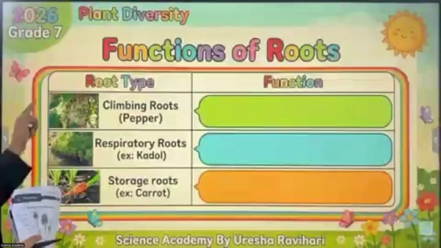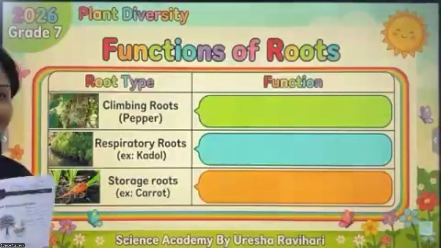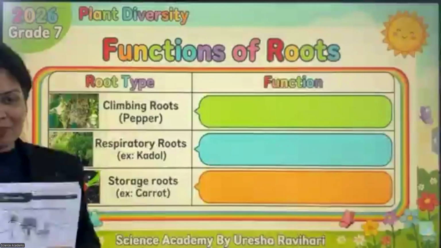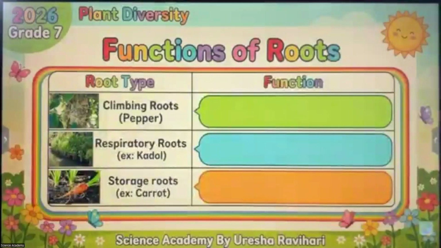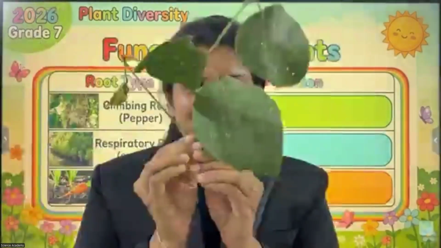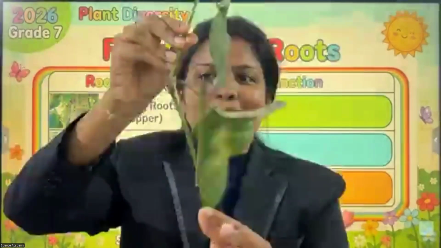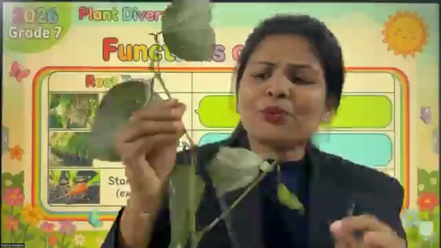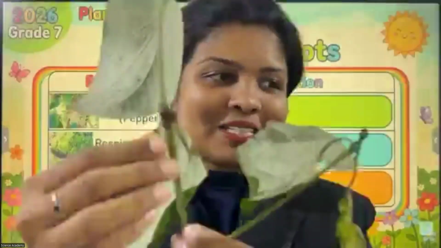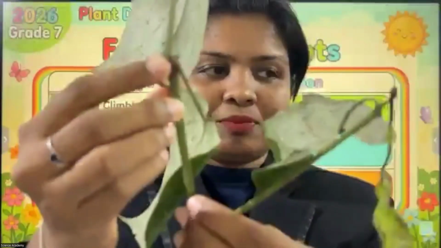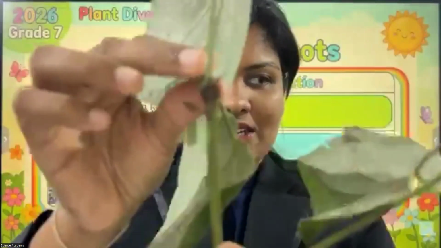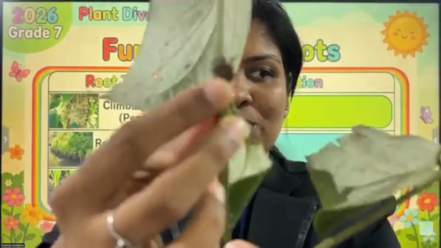Here, you can see in my diagram I have mentioned climbing roots. Children, I'll show you a live specimen for climbing roots. This is part of a pepper vine. I'll show you where the climbing roots are present. Here, these points. If you observe clearly, I'm not sure whether it is clear to you.